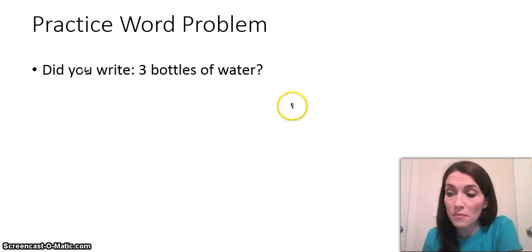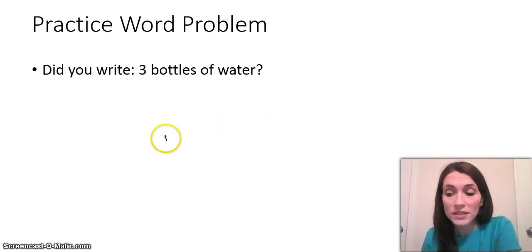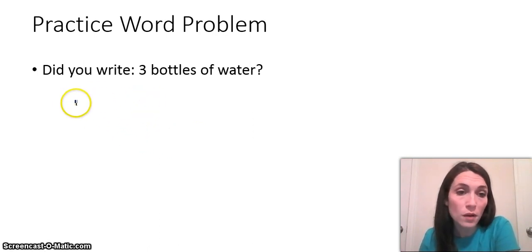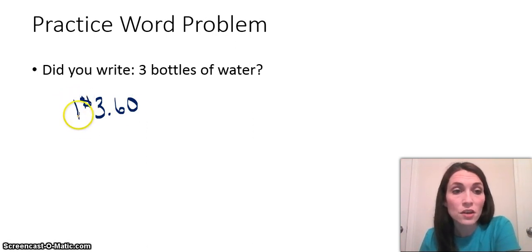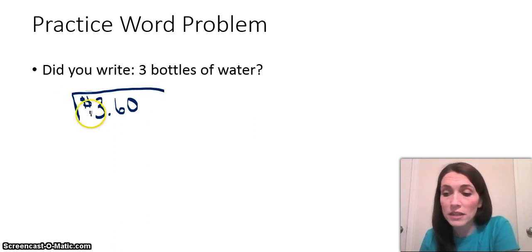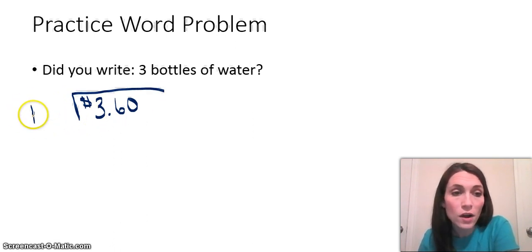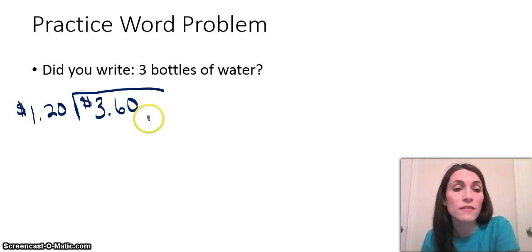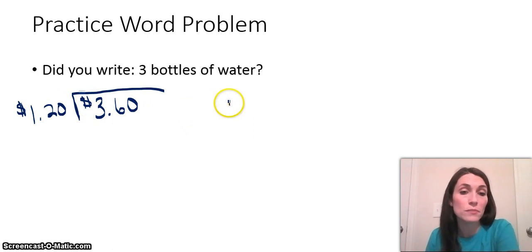Did you get 3 bottles of water? Let's take a look. Okay, so our original problem, she spent $3.60, and I want to put my $ sign in there so we know how that should be labeled. And each bottle of water was $1.20. So we're really dividing to find out how many bottles of water she was able to buy.